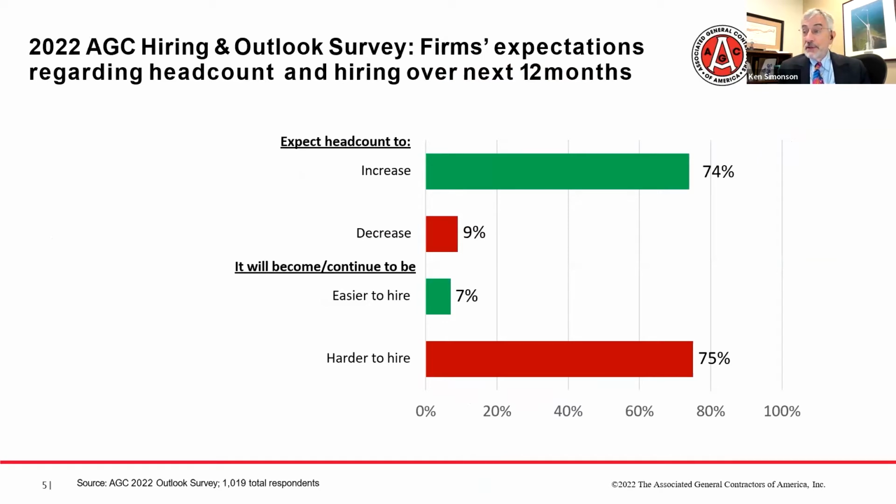AGC is fortunate that we have very responsive members. Over 1,000 of them answered our annual survey late last year. We released these results on January 12th, and the members are much more upbeat than they were a year ago. 3/4 of them expect to increase their headcount over the next 12 months, but they know it won't be easy. 3/4 said that it would be as hard or harder to hire than it was a year ago.